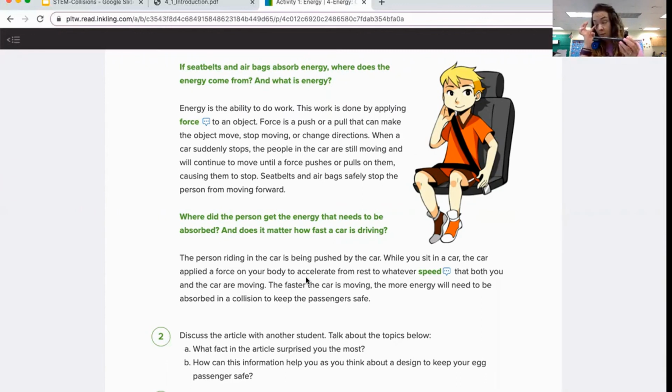The faster the car is moving, the more energy will need to be absorbed in a collision to keep the passenger safe. So if this car is going at 30 miles per hour and you're in this car, you are also going 30 miles per hour. So in a collision and the car stops at 30 miles per hour, whoever is sitting right here is also going to go 30 miles per hour until something stops it. So a seatbelt would protect you from going any further.